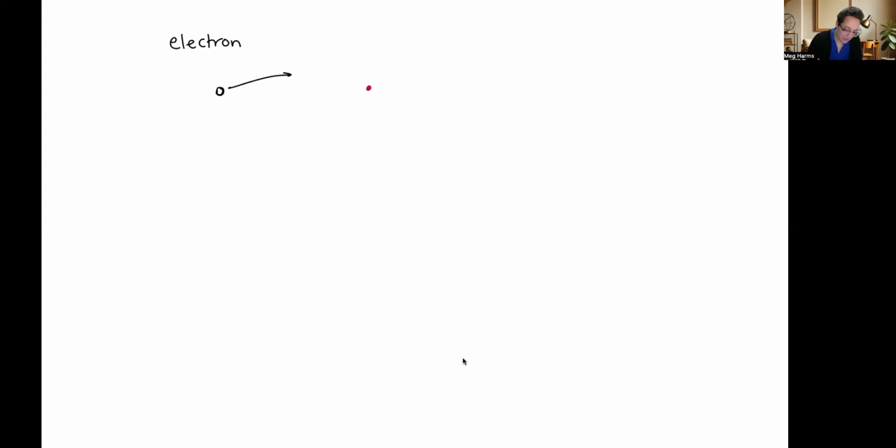And in the middle, we have a nucleus, which is made up of positive protons and neutral, not charged, neutrons. And then around the outside, we have negatively charged. So remember, these are positive. We have negatively charged electrons.